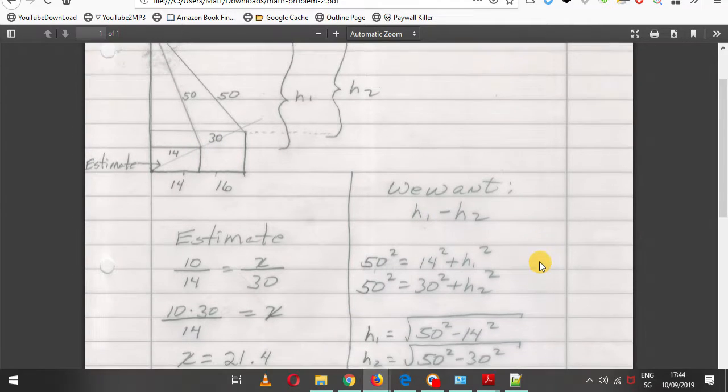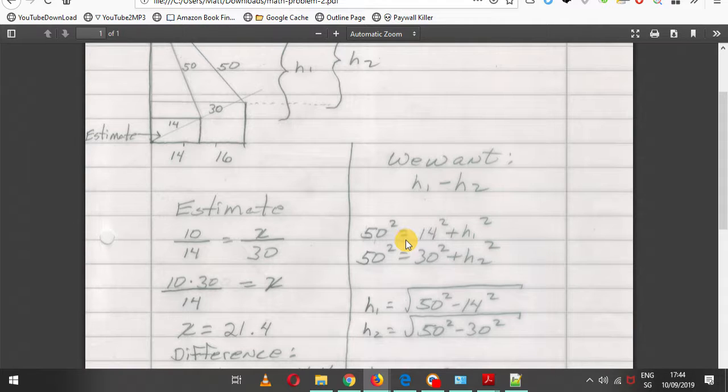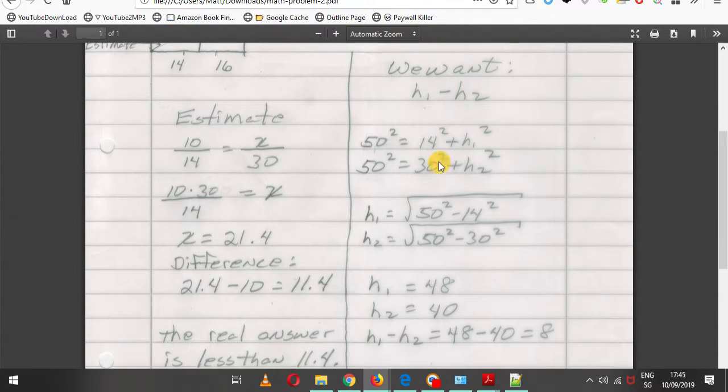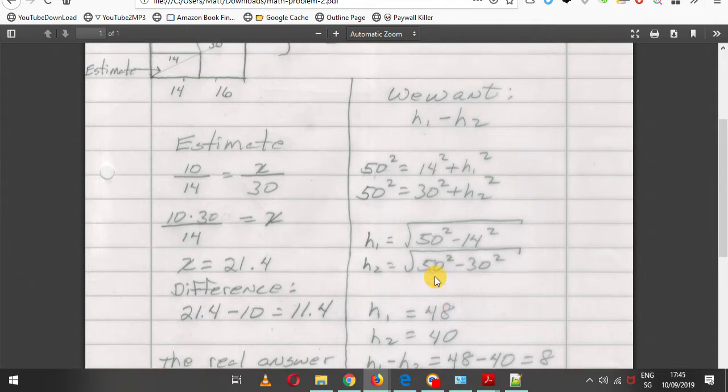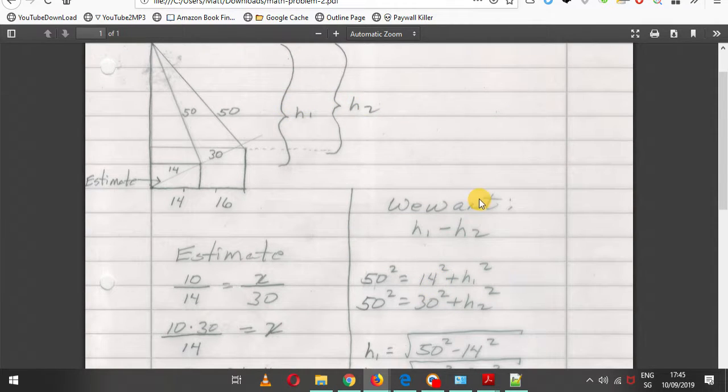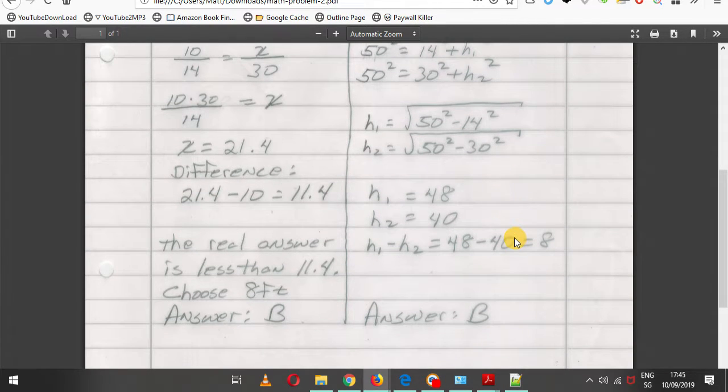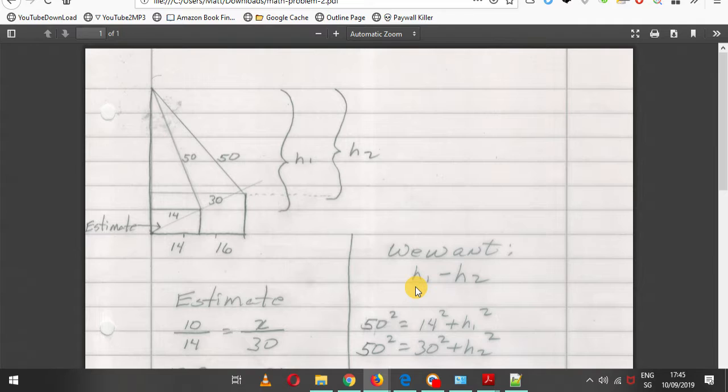Okay, so Pythagorean theorem, right? So here it's hypotenuse squared is equal to the other side squared, 14 squared plus our missing side squared, and the same for here, 50 squared equals 30 squared, and this squared, which I've written out here. And then you just move these to the other side and change the sign, which I've done here, take the square root, and you get H1 here is 48 and H2 is 40. And you subtract them and you get 8. And that's answer B.